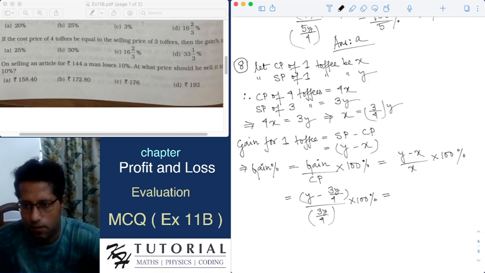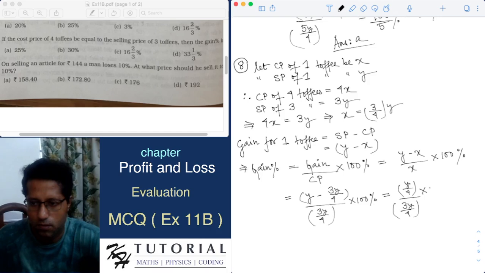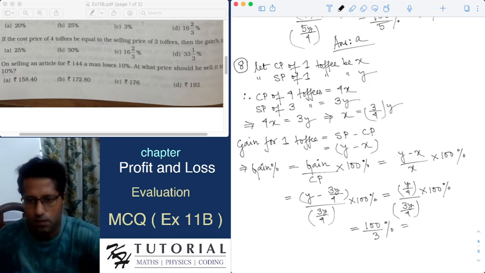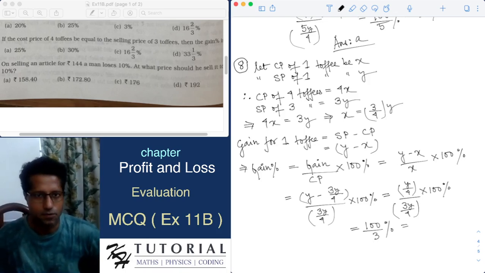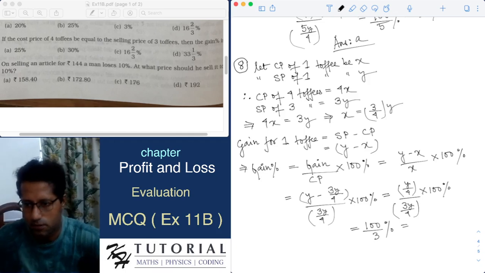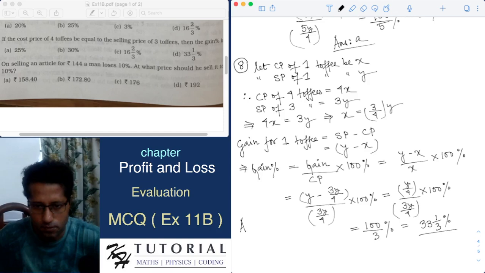This equals y by 4 divided by 3y by 4 into 100%. Now y by 4 will cancel out and we will get 100 by 3%. 100 by 3%, this is the gain percent. So 100 by 3% is 33 1 by 3%. So the answer is choice D.